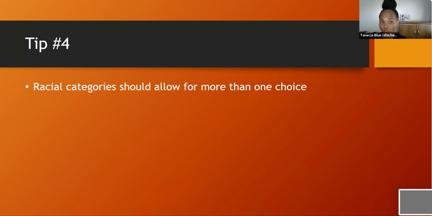Tip number 4, racial categories should allow for more than one choice. I'll spend a little bit of time on this one. So nowadays, folks are self-identifying with many different racial categories. So even if you see someone and you might say to yourself, oh, that person visually looks like this, they themselves may self-identify with a different racial category or multiple racial categories that you yourself would not say from a visual perspective. But allow for different racial categories.